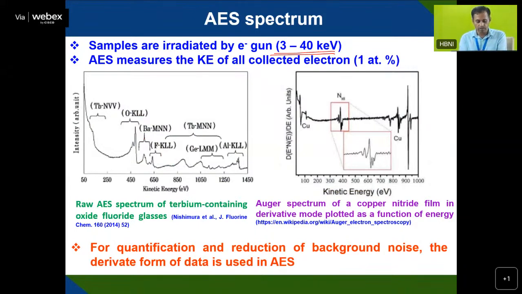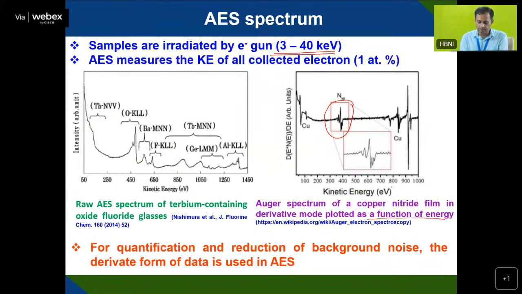From the raw spectra, what you have to do is plot the derivative, dN(E)/dE, against the kinetic energy. So the Auger electron spectrum of a copper nitride film, in derivative mode, is plotted as a function of energy. So you have to differentiate that intensity. If you see, d(E times N(E)) by dE, then you put the derivative, and then you will see this type of derivative peak. From the kinetic energy position, you will be able to see whether it's nickel, KFF, or copper, that can be identified. So for quantification, and for the reduction of background noise, the derivative data is mainly used in case of AES.